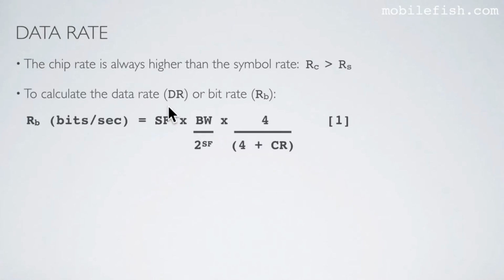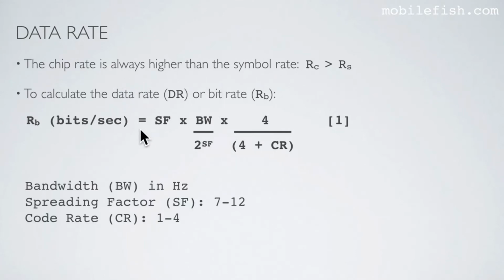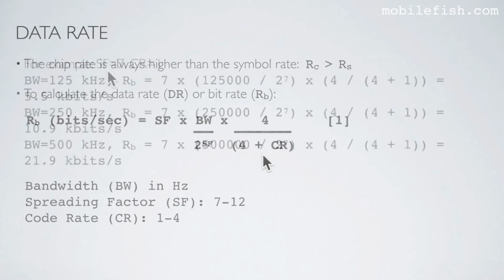To calculate the data rate, abbreviated with DR, or bit rate, abbreviated with RB, you can use this equation. By the way, data rate and bit rate are the same. The bit rate equals the spreading factor. This represents the number of raw bits each symbol carries, times the number of symbols per second, times the coding rate. The coding rate calculates the actual number of bits which carries information.